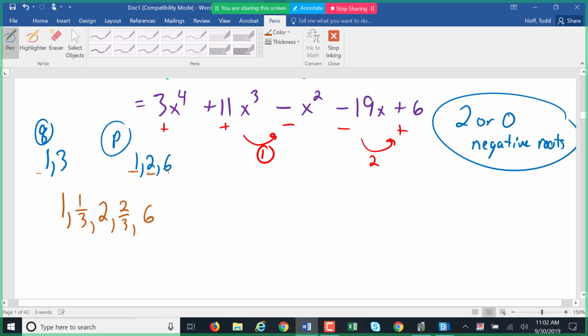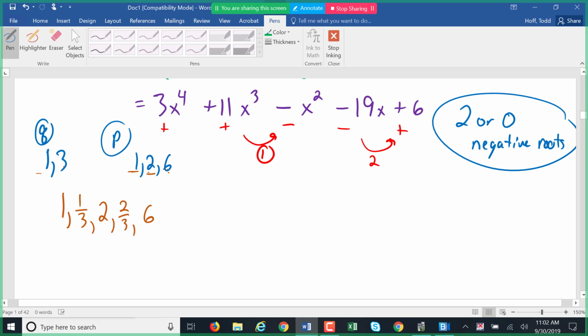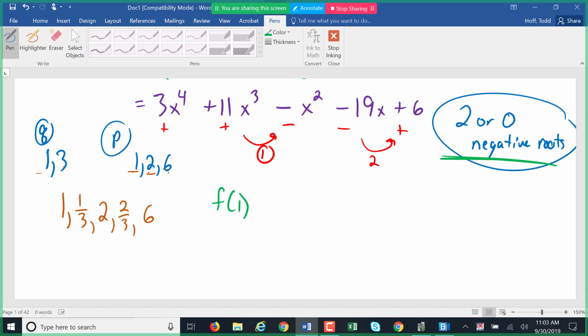So if we're testing and we get 2 positive roots, once we find the second positive root, we can quit and move on to looking at the negative numbers. Now, I feel like I've exhausted that process of finding roots. We would do f of 1, see if that equals 0, and go on to find roots. But this helps us figure out how many of each type of root we should test.